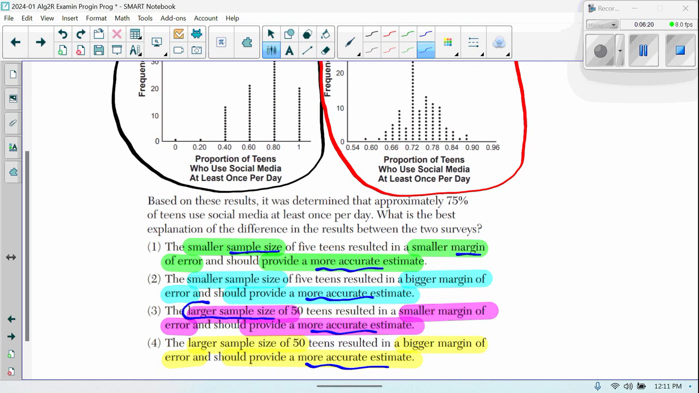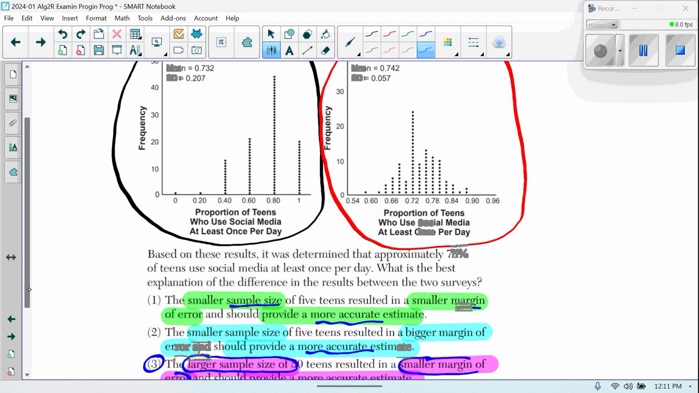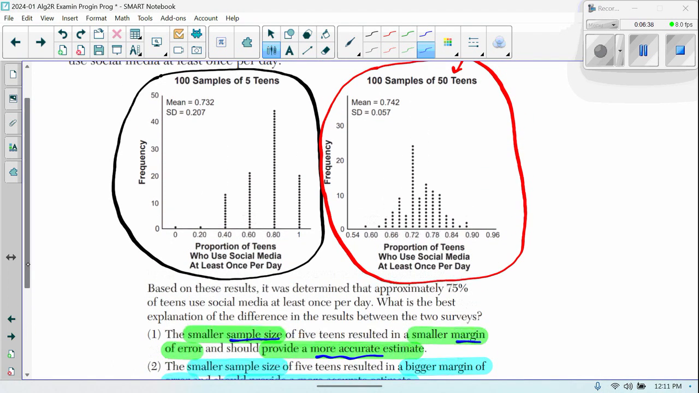A rule of thumb is the more people that you ask in your sample size, the larger your sample size is, the smaller your margin of error is going to be. And that will give you more accurate results. The more people you ask, the less chance for error you're going to get. That's choice 3.